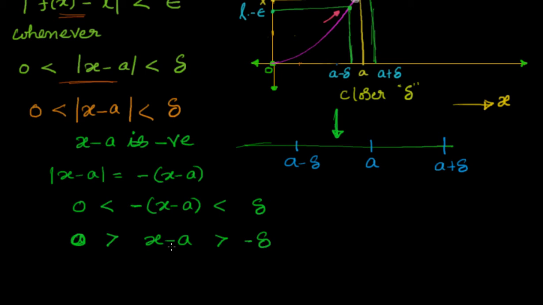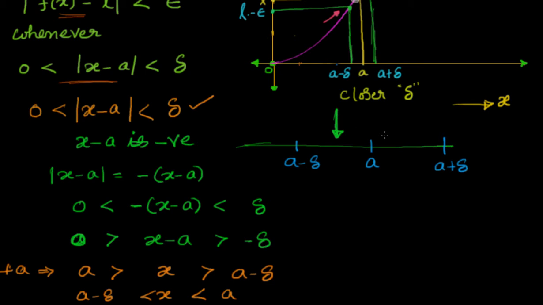Now I want to make this as x, so I will add a, that will give me a greater than x greater than a minus delta, or I can write it as a minus delta less than x less than a. The meaning is that if x is between a minus delta and a, I can write it as 0 less than mod of x minus a less than delta. So this satisfies the first condition.